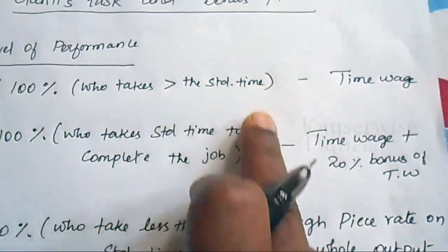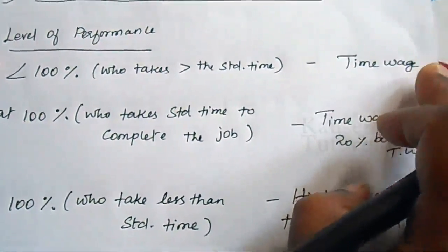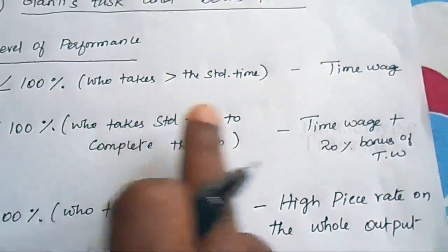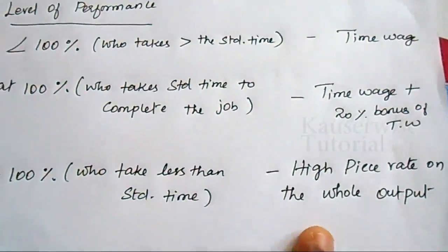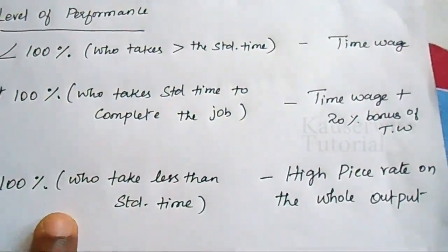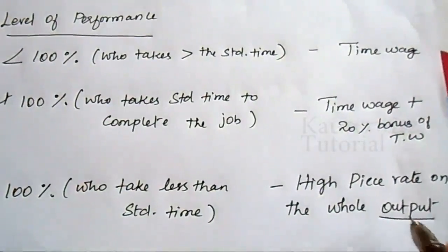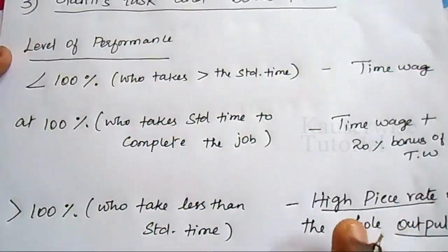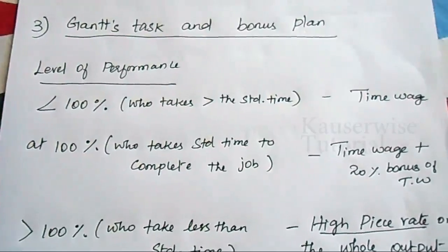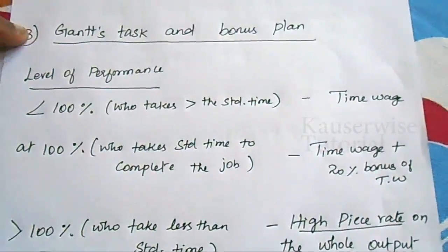In the above two conditions, we can calculate wage based on the time, how many hours they have worked, not based on the output produced by them, but based on the time. But for those working above 100%, that person will get wage based on the number of units produced into the high piece rate. So high piece rate will be applicable to only those people. These are the three conditions applicable to calculate the wage according to Gantt task and bonus plan.